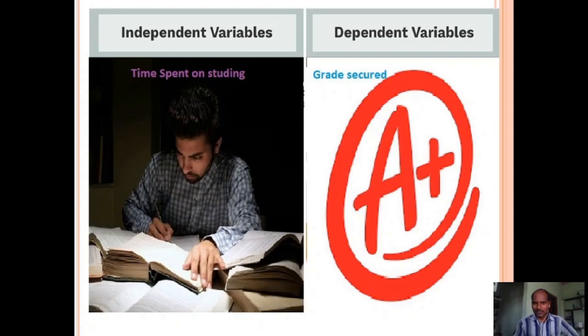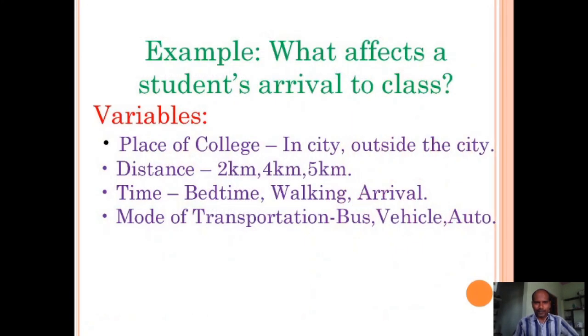Let's discuss these concepts clearly and see this example. What affects a student's arrival to class? Some variables are here: place of college, distance, time, and mode of transportation. These are the different variables which influence the student's arrival to class. The result here is the student's arrival to class, and the variables are influencing that result.